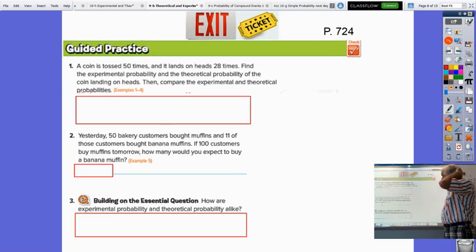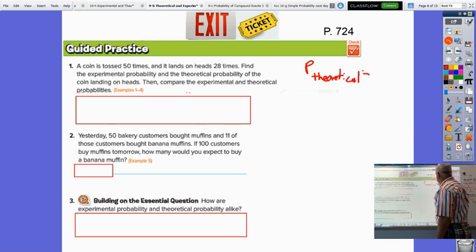All right, so let's do these last couple questions here on the guided practice, and then we'll have another discussion in class. Okay, a coin is tossed 50 times. A coin, heads and tails, right? So it's going to land either heads half the time and tails half the time, right? That's the theoretical probability of landing on heads, okay? The theoretical probability, that is 50% or 1 out of 2, okay?